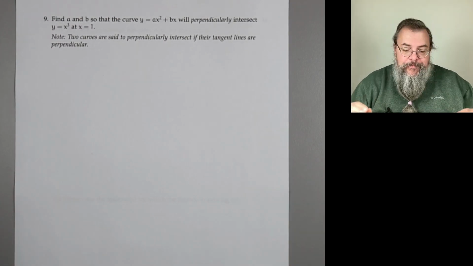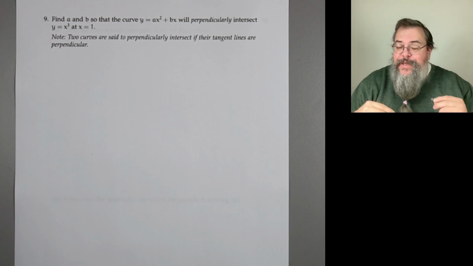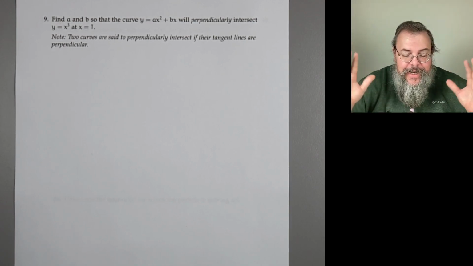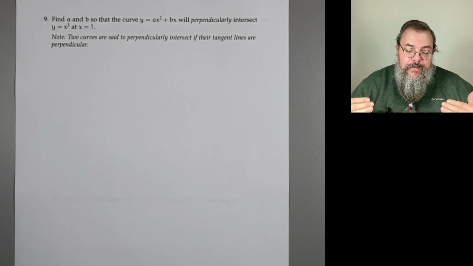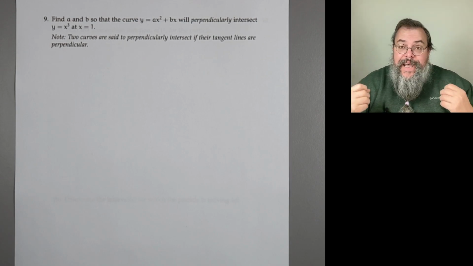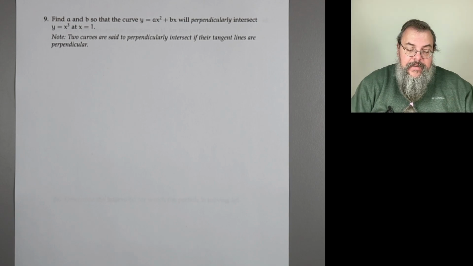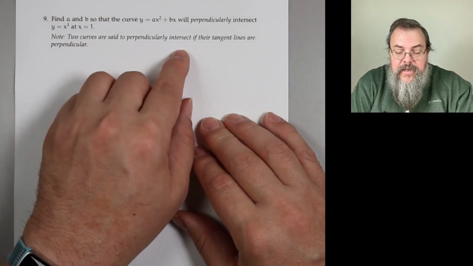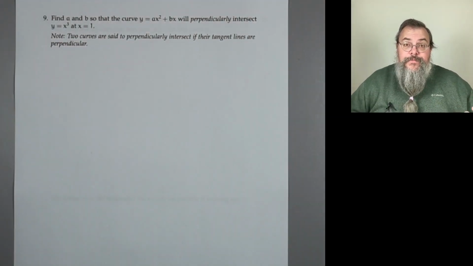Okay, number 9. Find A and B. Oh, classic. Finding two things, two equations, two unknowns. Here we come. Life is good. All right, anyways, find A and B so that the curve y equals ax squared plus bx will perpendicularly intersect y equals x cubed at x equals 1. Okay, now, there's a note. Two curves are said to perpendicularly intersect if their tangent lines are perpendicular. So we're like, oh, okay.